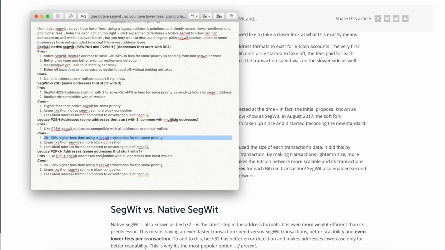Those are the native SegWit. So it goes 1, 2, and 3. Number 3 is your legacy. Every wallet accepts that. Number 2 is your SegWit. Most wallets will accept it, and they will have lower transaction fees. And the best transaction fees and times are going to be your native SegWit. But you got to keep in mind, not all wallets have it. And same thing, so you guys can read that for the most part.